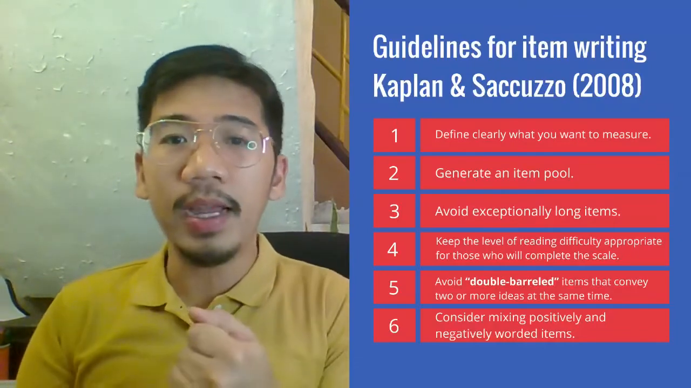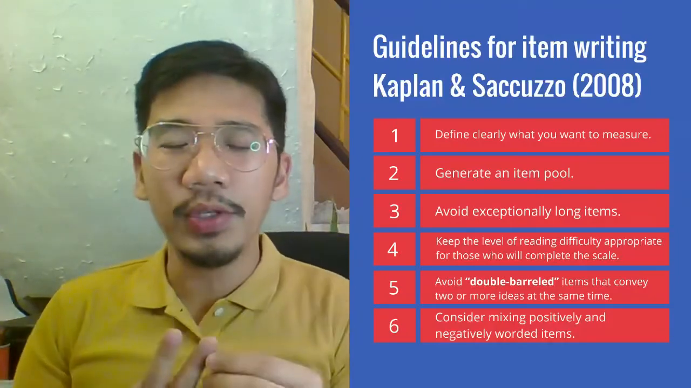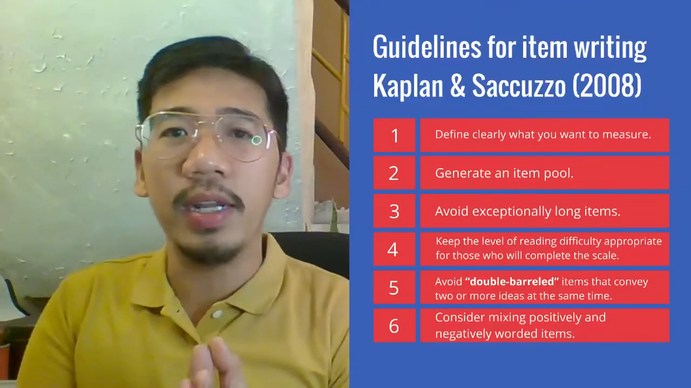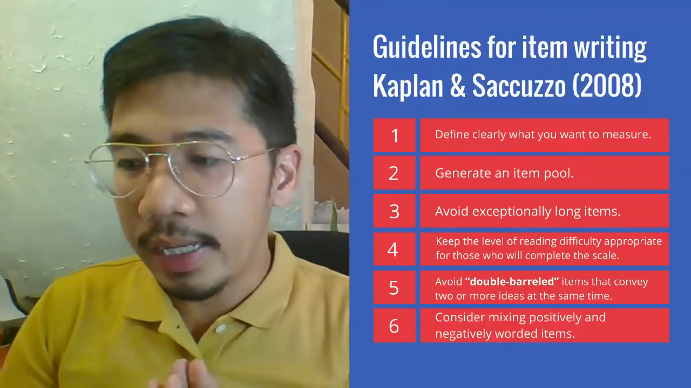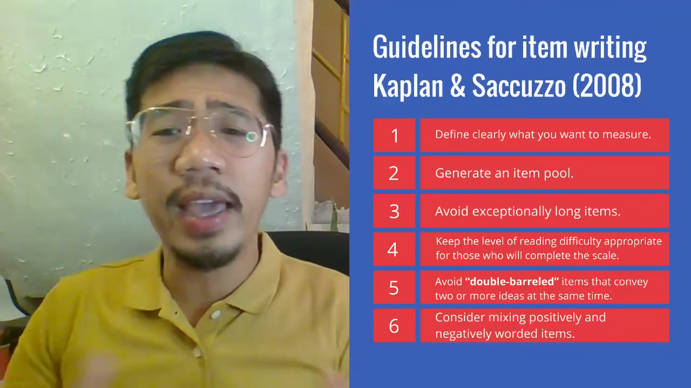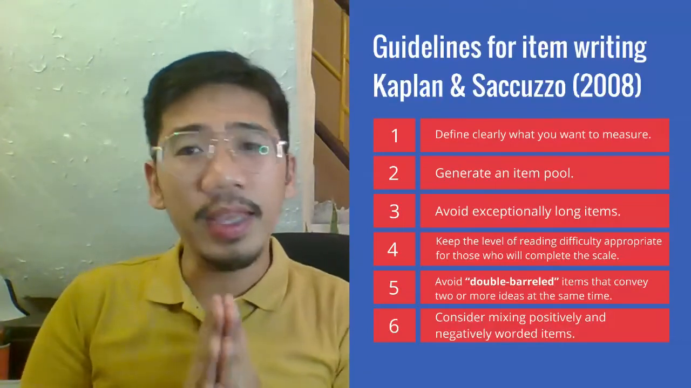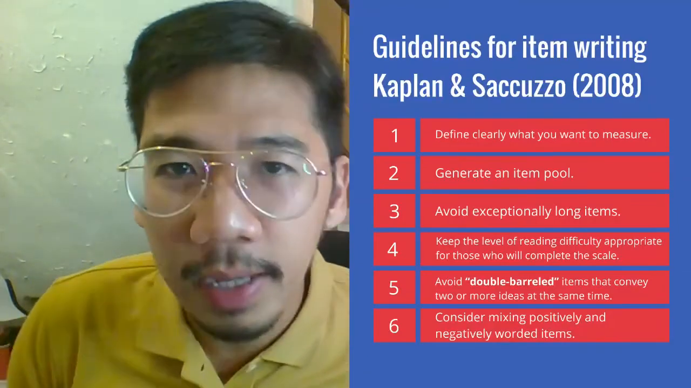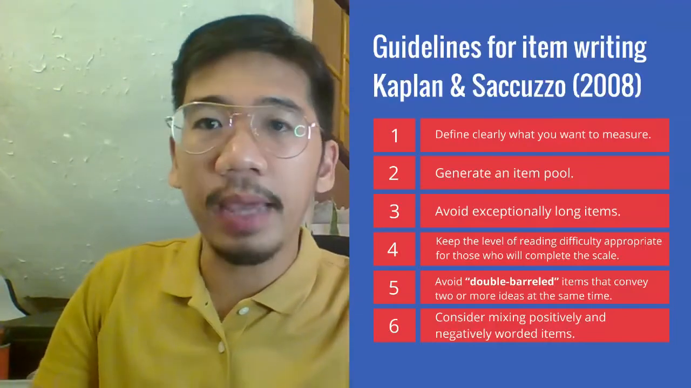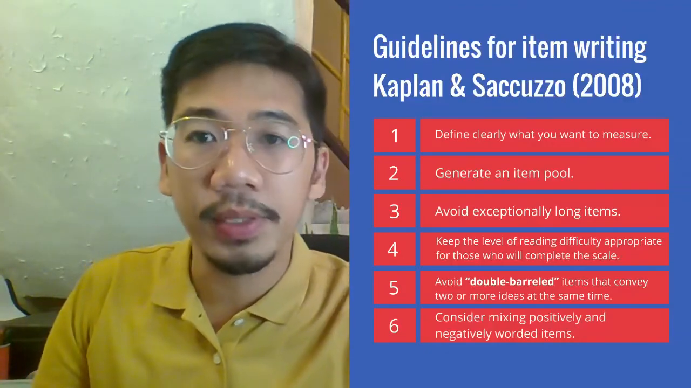So the problem here is that when the person answers agree, there might be a confusion on which of the said statements the person should agree with. If the person answers agree, then for the item writer, it may appear that the person agreed on both of the statements. So, in order to avoid this, you should write items that convey only one idea at a time. You also have to consider mixing positively and negatively worded items.